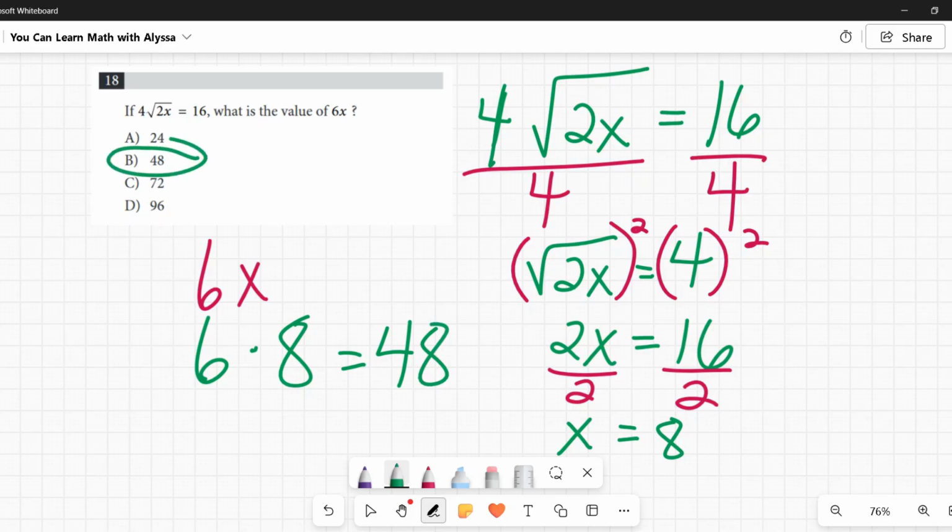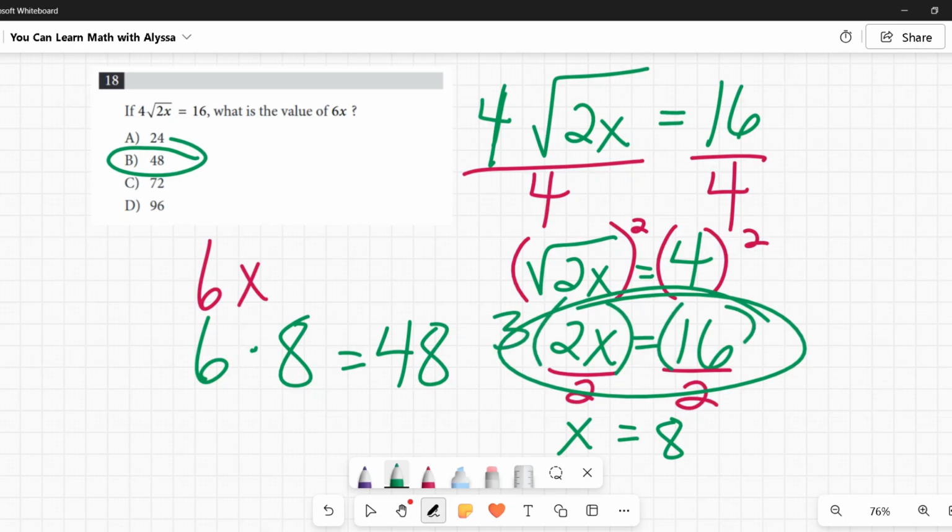And again, if you wanted to just, at this step right here, multiply both sides by 3, you would get the same thing. You would get 6x on the left and 48 on the right. Both ways are fine. That's what I love about math. There's often more than one way to do something.